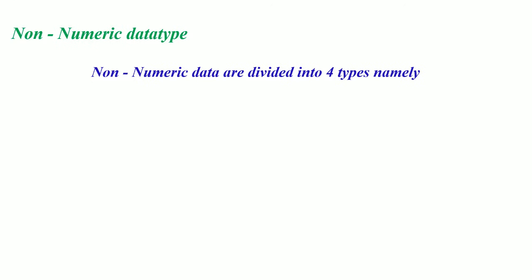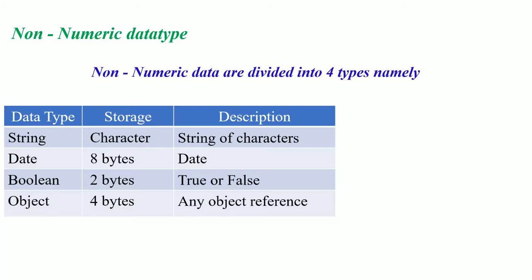On to the next one, non-numeric data type. It is divided into 4 types. I already told you. Let us see the first one, string. String means it represents alphabets, that is, a sequence of characters. That is called a string.